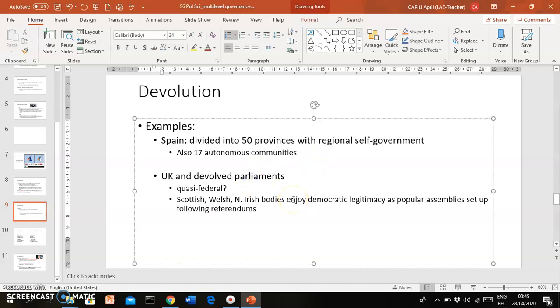In the UK, as we mentioned briefly before, you have devolved parliaments. Okay, some people would say it's a kind of quasi-federal system. Not really, but these parliaments I'm talking about, the Scottish, the Welsh, and the Northern Irish one, these bodies actually enjoy a great degree of democratic legitimacy because they are popular assemblies. They were elected into office. So members of these parliaments were elected into office, and these bodies were set up after referendums.